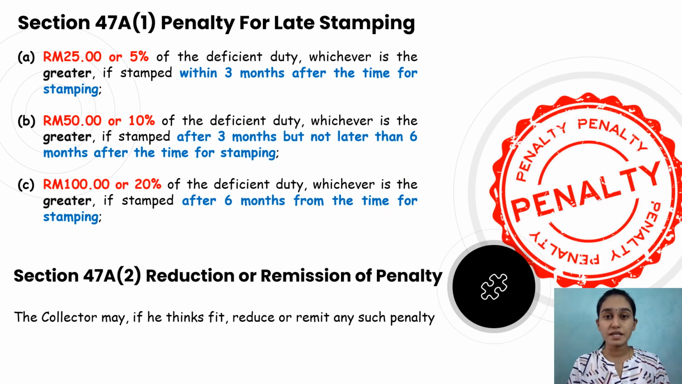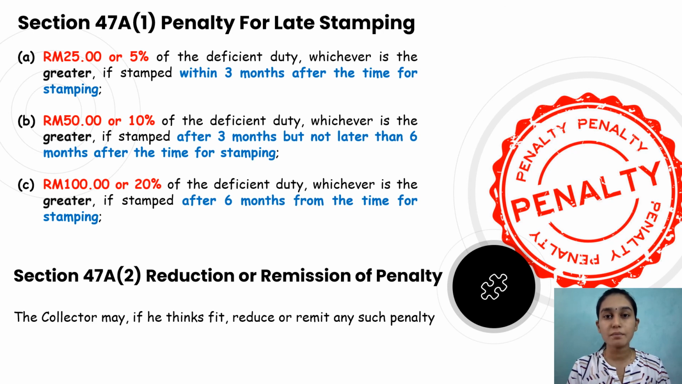Now I'm going to explain about the penalty for late stamping. If a person fails to stamp within the period stipulated, the person needs to pay a penalty for late stamping according to section 47A subsection 1 of the Stamp Act 1949. If the person stamps within 3 months after the time for stamping, as for the penalty, the person needs to pay 25 ringgit or 5% of the deficient duty, whichever is the greater.